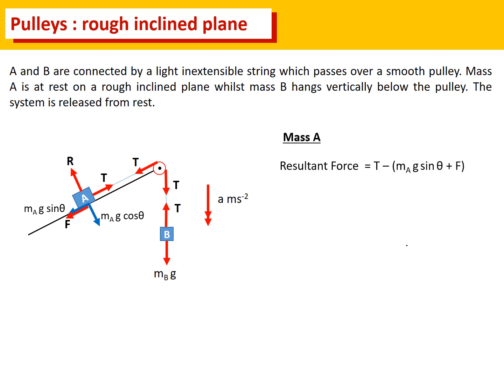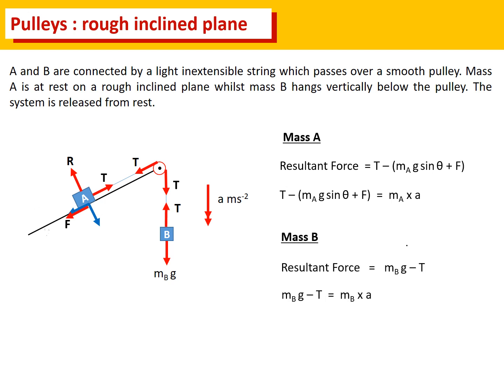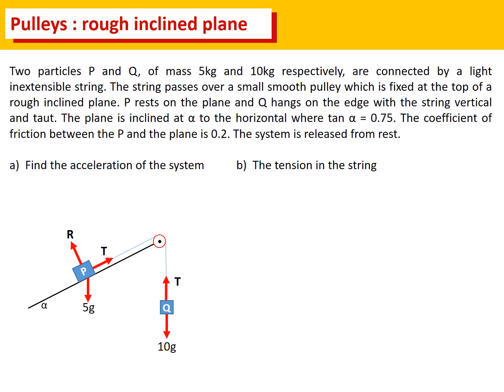So for mass A, the resultant force is that, and then we would apply Newton's second law, and for mass B, that would be the resultant force, and once again we'd apply Newton's second law. So let's see this in a real example. I'll give you a moment to read the question. So we have our forces in the diagram.